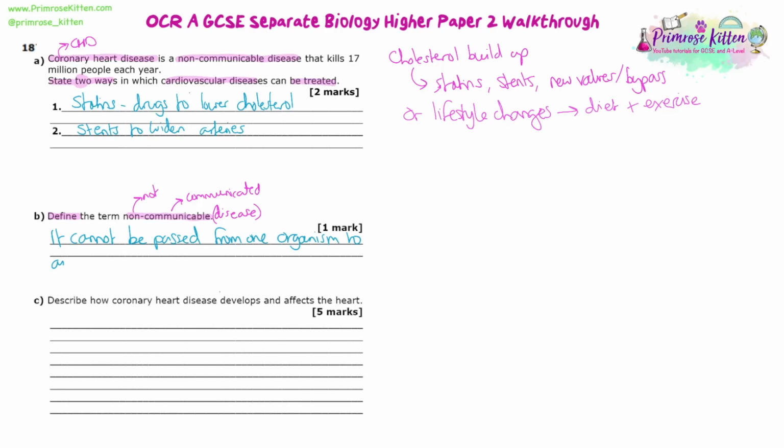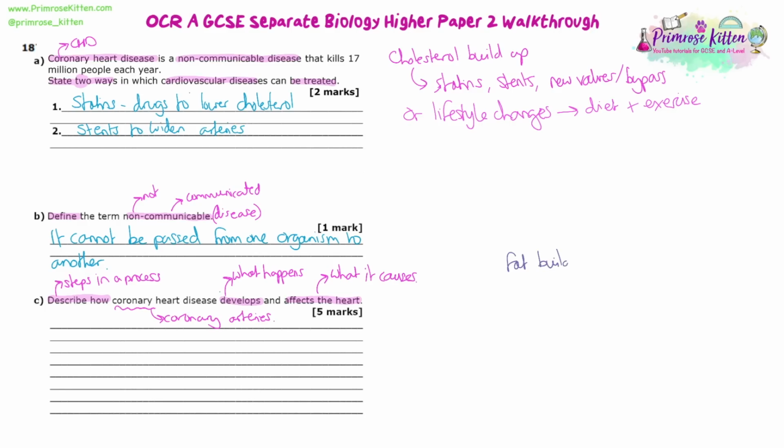So describe how coronary heart disease develops and affects the heart. So again, we've got to describe how, which is steps in a process. So we're going to talk about how coronary heart disease develops, what are the steps in this process, and ultimately what it causes. How does it affect the heart? What does it do to the heart? And remember, it's coronary heart disease, and obviously coronary means it happens in the coronary arteries.